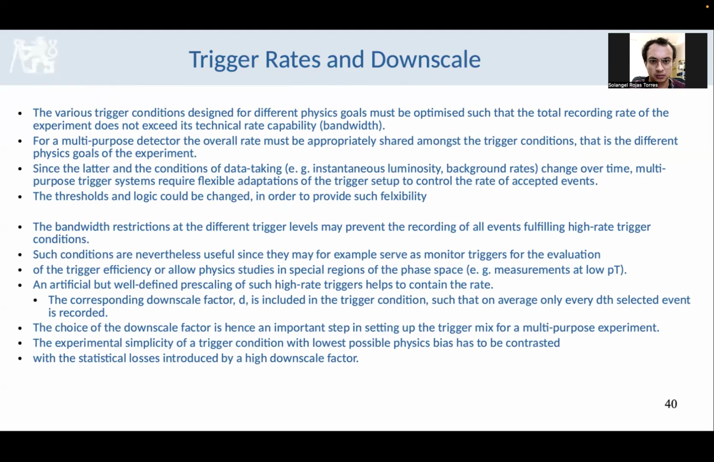Now, trigger rates. Well, this is very specific stuff. These are considerations of trigger design: the various triggers can be designed for physics goals and optimized such that the total recording rate of the experiment doesn't exceed its technical capability. So you can cut down the amount of information, because you don't have infinite storage.